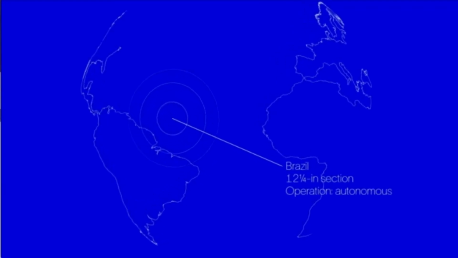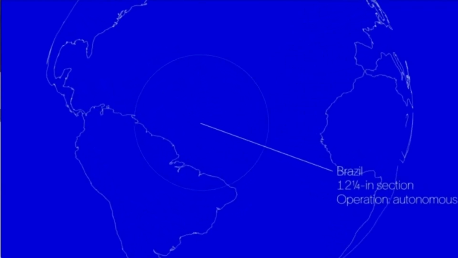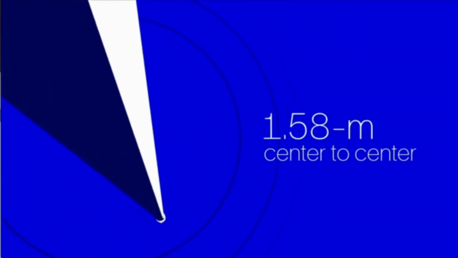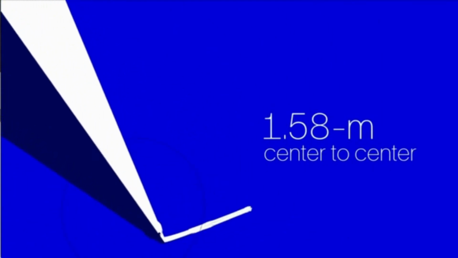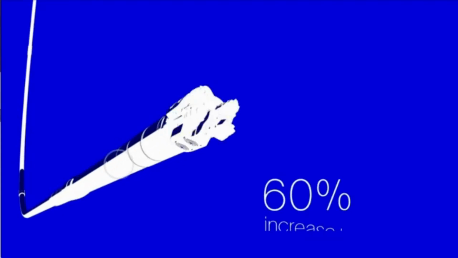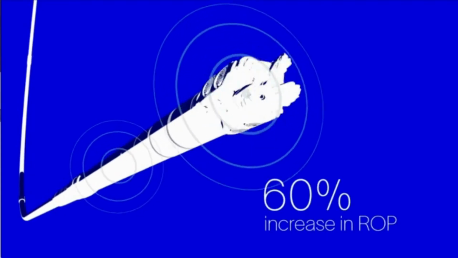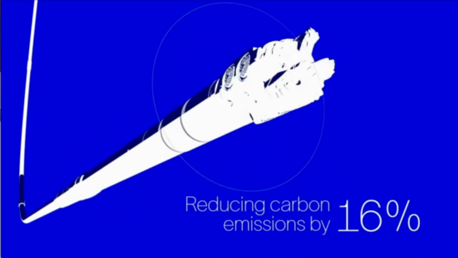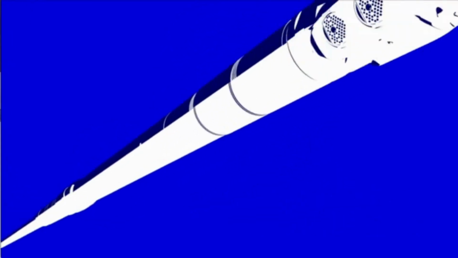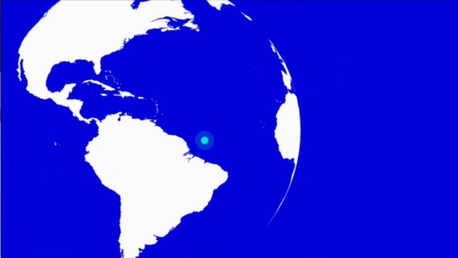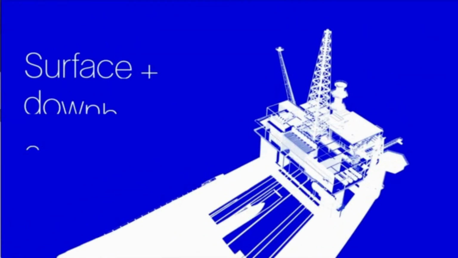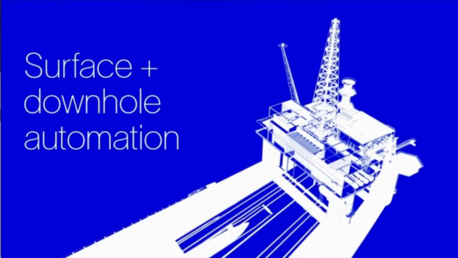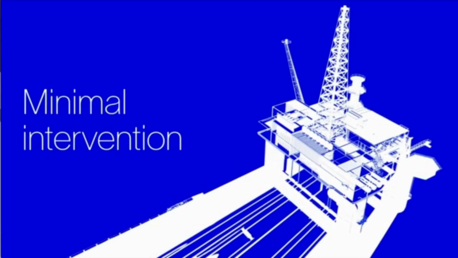We worked together with a customer to do something amazing. The first ever autonomously drilled section using full rig automation and autonomous on-bottom directional drilling. Working together on a razor-thin 1.58 metre centre-to-centre distance, we successfully drilled a 2.6 kilometre section with a 60% increase in ROP, outperforming the plan, all while reducing carbon emissions by 16%. To make things safer, more efficient and cost-effective, we integrated surface and downhole automation combined with our autonomous capabilities that help to minimise human intervention.